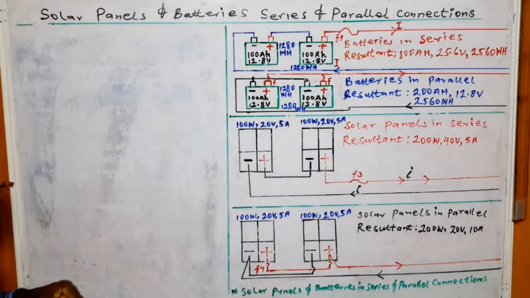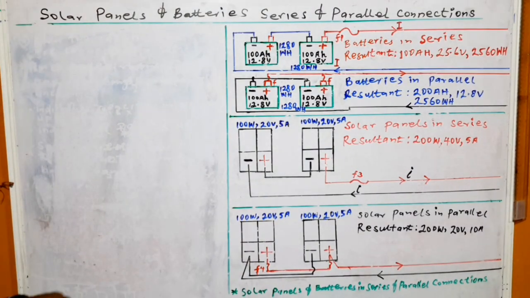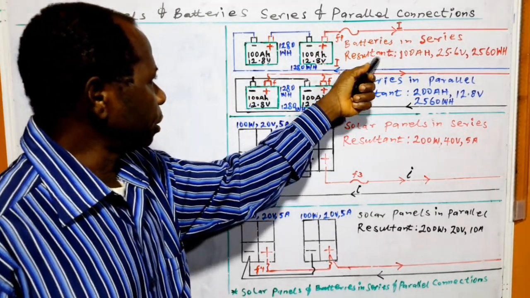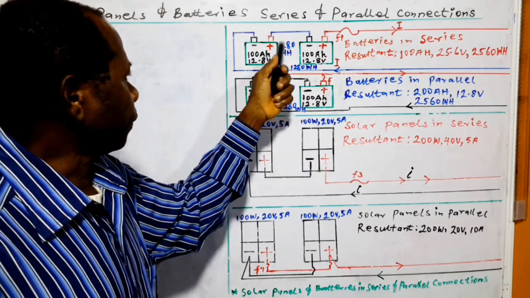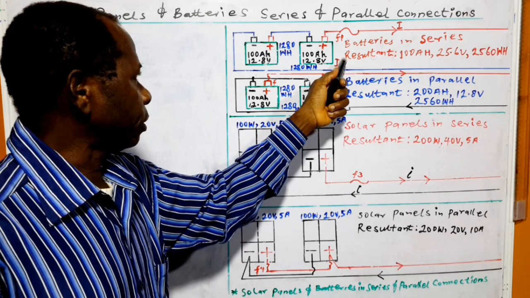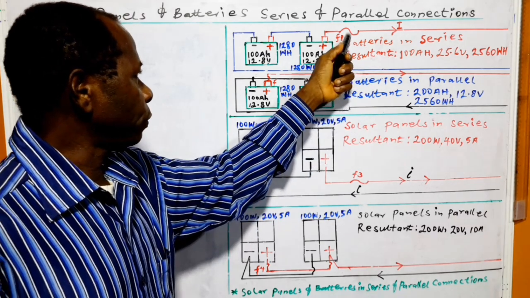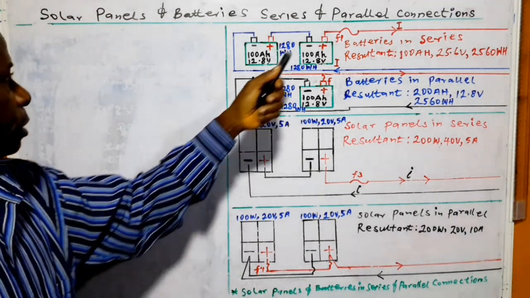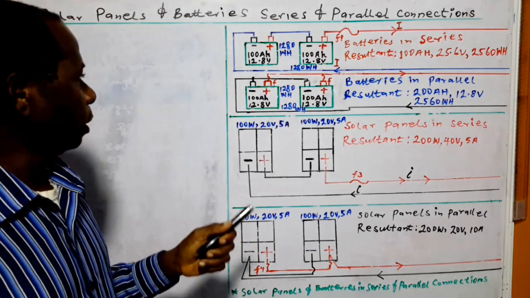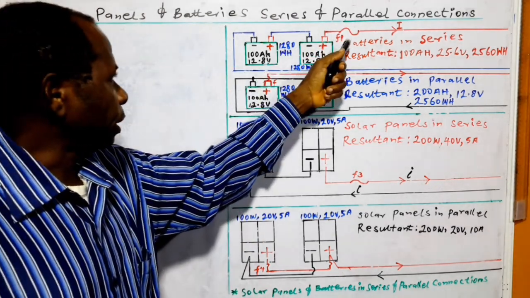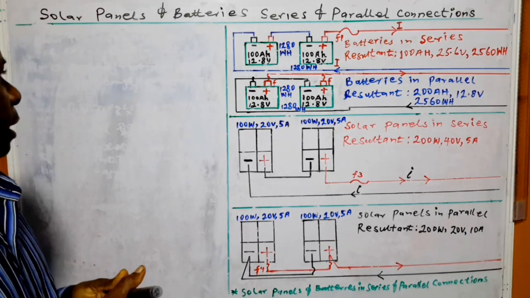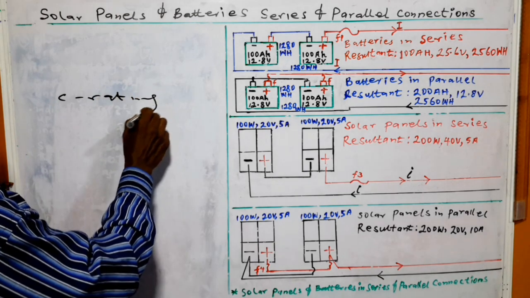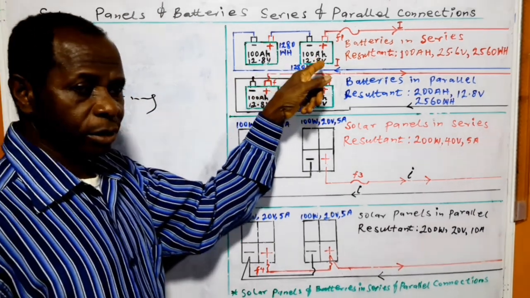Now, to prevent the danger of short circuit, in this case where we have identical batteries in series, a fuse is provided. Alright, and the size of this fuse will be determined by the C rating of each of the batteries forming the battery bank.